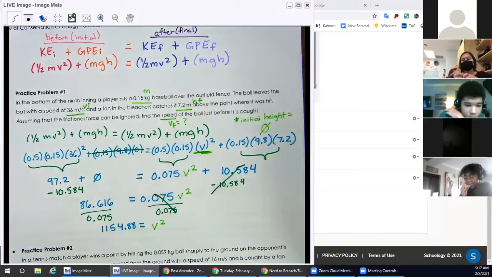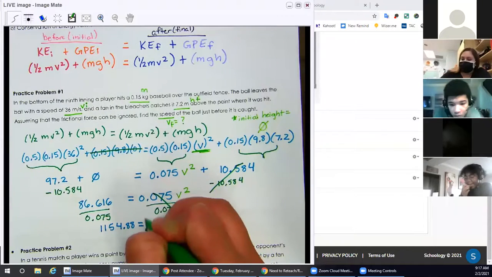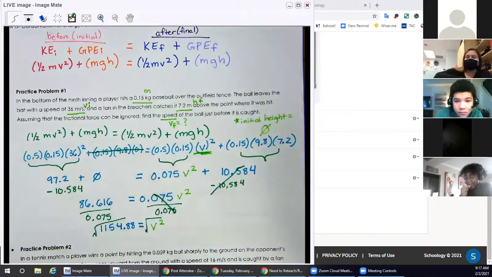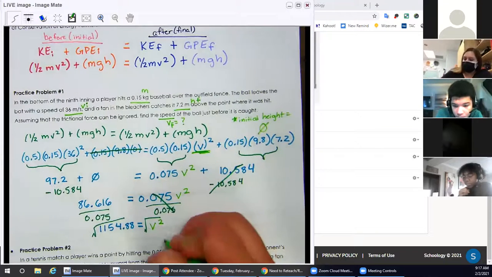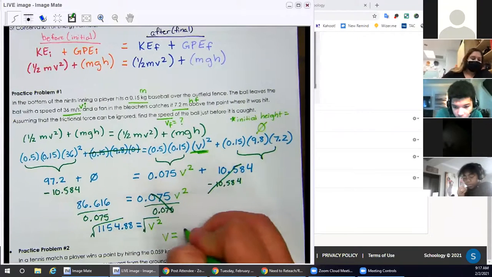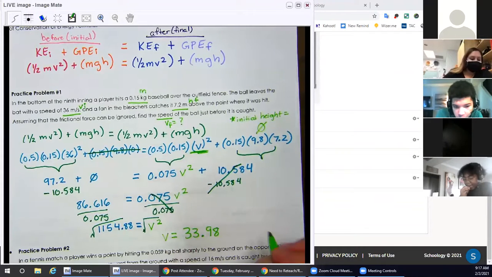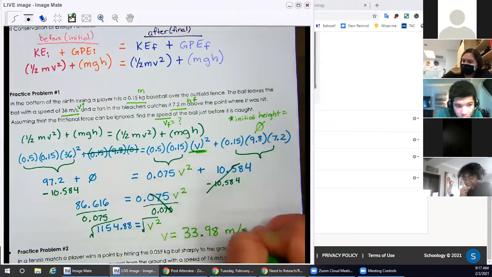All right, we're almost done. What is the last thing we need to do when solving for velocity? Square root it. Square root it, not square it. Do the opposite. All right, so square root 1154.88. Your velocity is going to be equal to 33.98 meters per second.